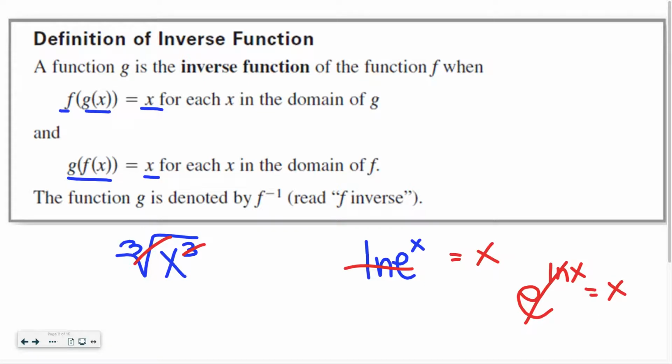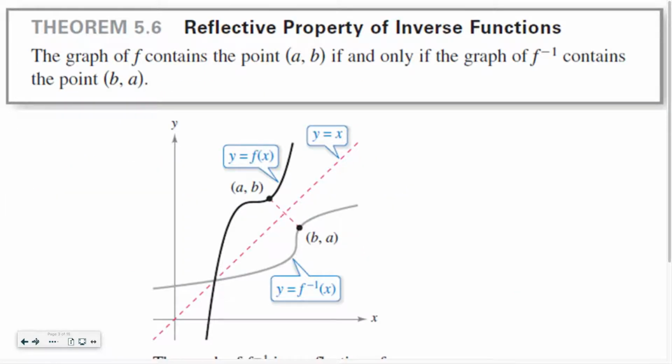Okay? So, like I said, when we have inverses, the graph reflects about the line y equals x to get to the inverse. So if we were to graph e to the x and natural log of x, we would see that they are reflected about the line y equals x. Cubed root of x and x cubed would have that same property.